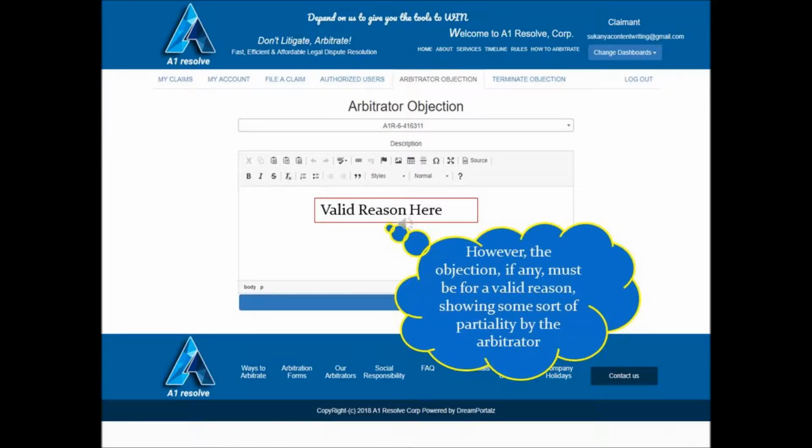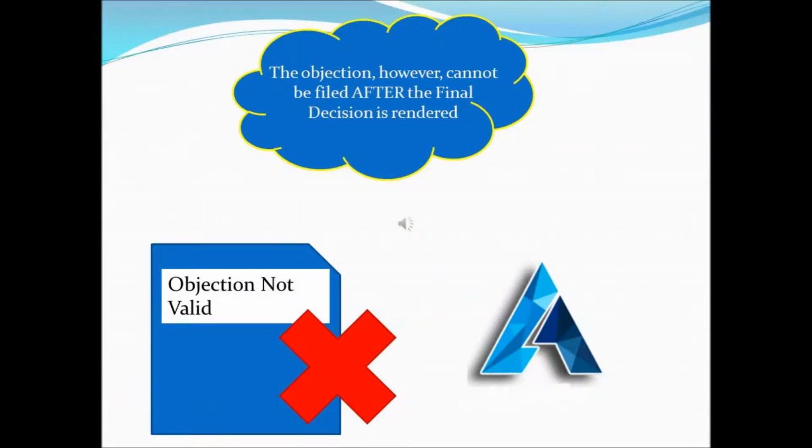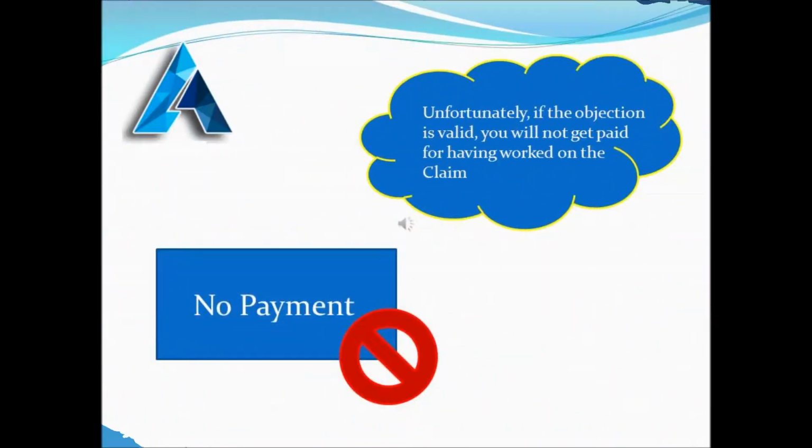However, the objection, if any, must be for a valid reason showing some sort of partiality by the arbitrator. The objection, however, cannot be filed after the final decision is rendered. If the objection is valid and another arbitrator is assigned to the case, the arbitration timeline and deadlines do not stop. Unfortunately, if the objection is valid, you will not get paid for having worked on the claim.